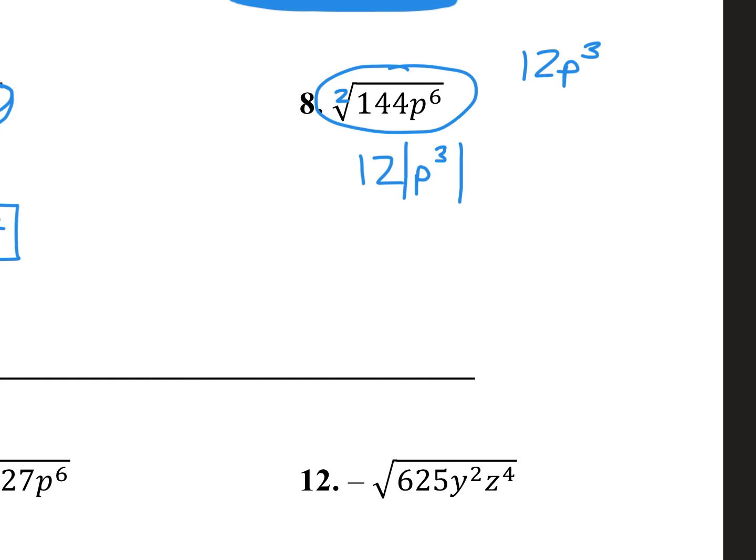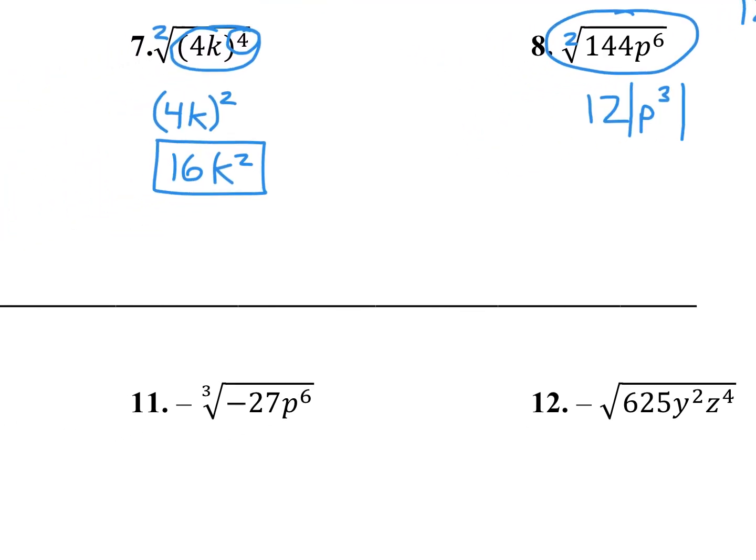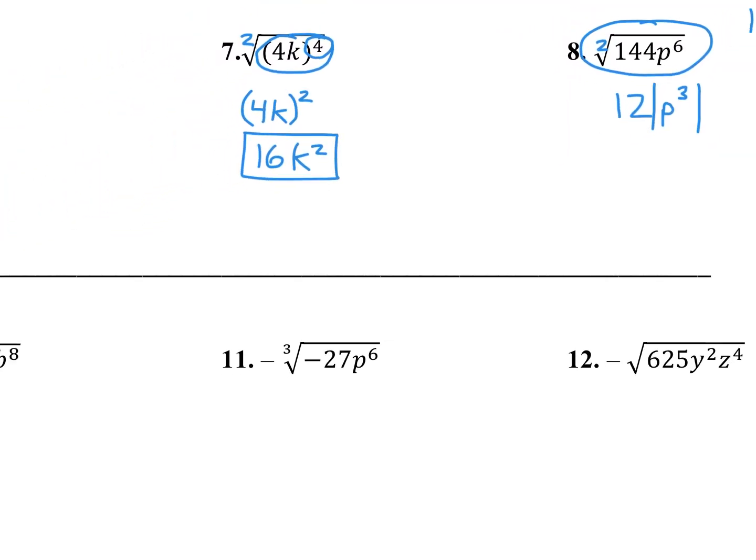So in order to make 12p to the third non-negative, we put absolute value on the p to the third part. We don't need absolute value on the 12 because we know that 12 already is non-negative. All right, so right below that, we have space to write the rule.